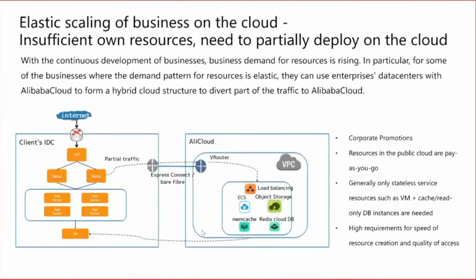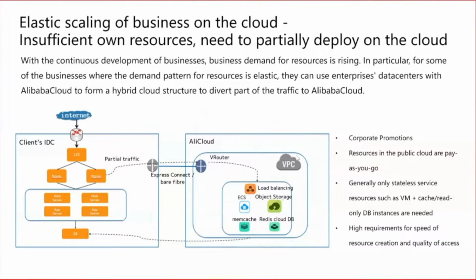So let's look at the private cloud scenario and the case of ad hoc projects going online where the resources are not adequately prepared. You can temporarily use the Alibaba public cloud to deploy the resources needed. With the continuous development of enterprises, there is rising demand for resources. In particular, when the resource demand pattern of some businesses is elastic, you can use the hybrid cloud structure formed by Alibaba Cloud and the enterprise to divert some of the traffic to Alibaba Cloud.